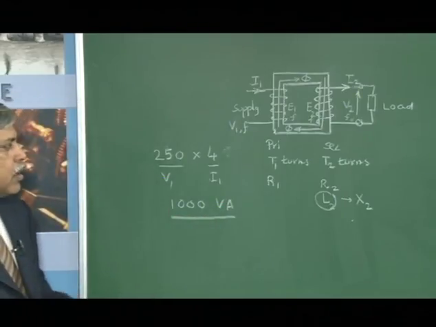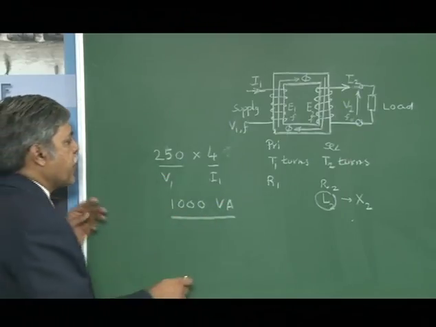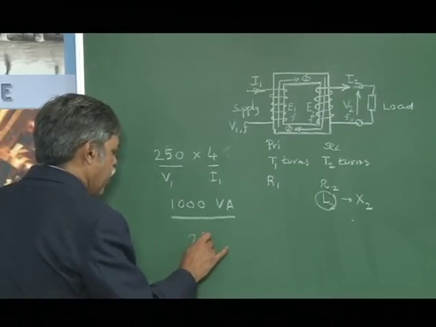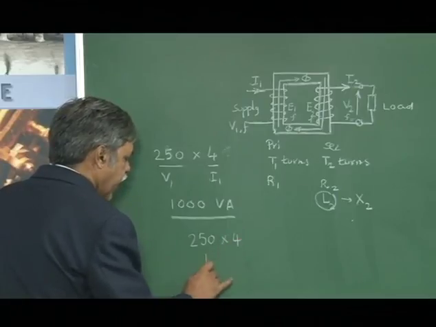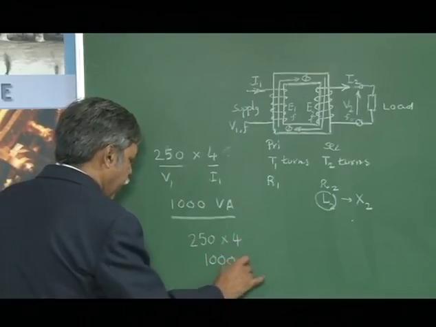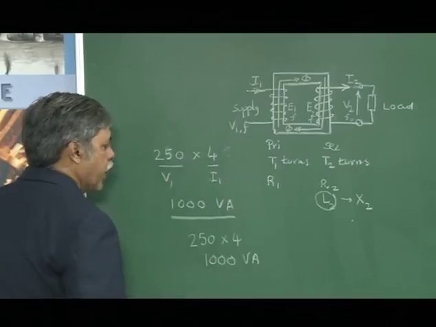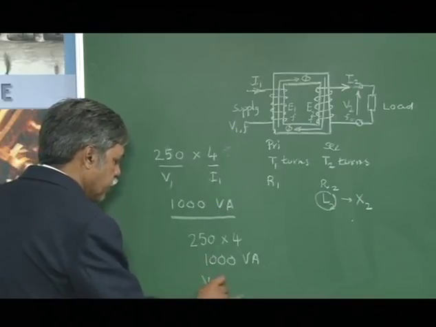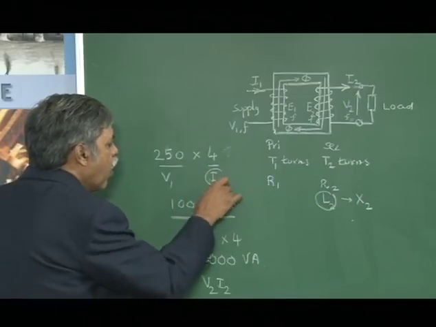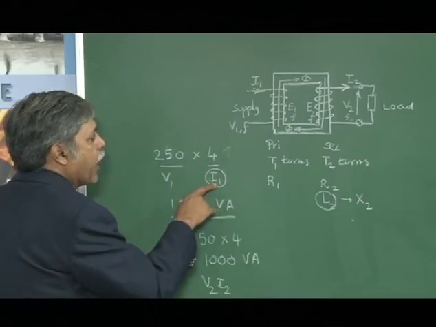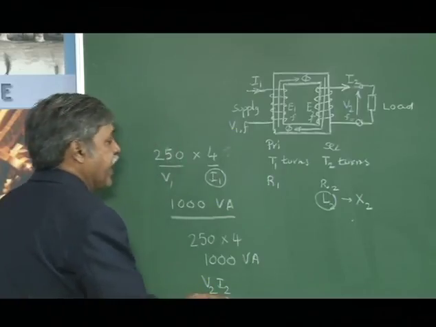If I take a 1:1 transformer where the secondary also has 250 volts and a current of 4 amperes, then the secondary is also rated at 1000 volt amperes. This is the product of V2 I2. Actually, I1 is the current in the primary, I2 is the current in the secondary.